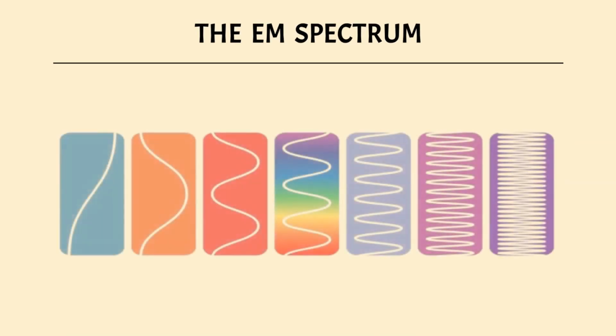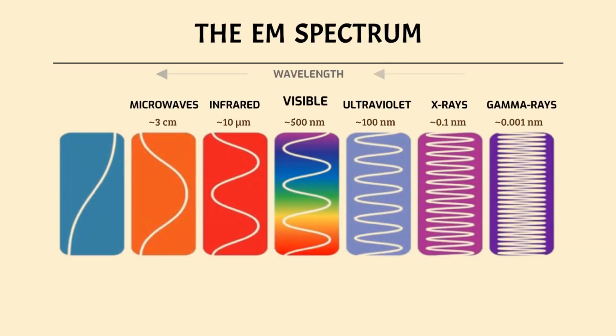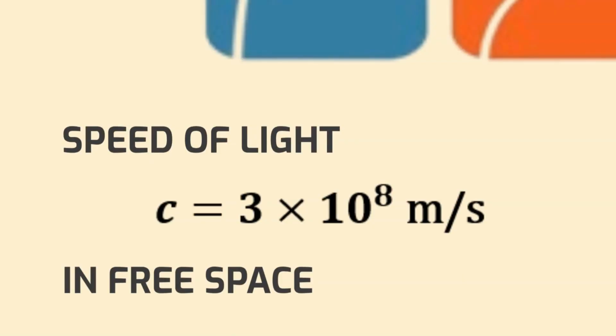interacts with matter. The electromagnetic spectrum spans an enormous range, from gamma rays, fractions of a nanometer, to radio waves with wavelengths of many tens of meters. All electromagnetic waves travel at the speed of light, c, in free space. Over 1 billion kilometers per hour, fast enough to reach the moon in just over a second.